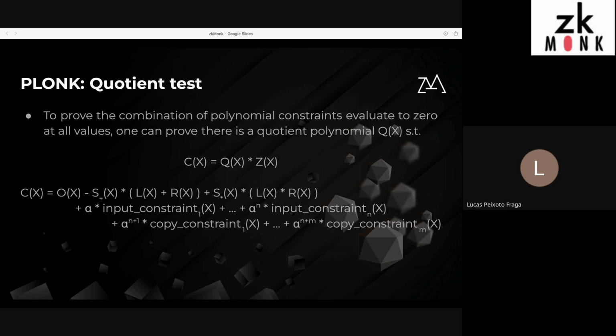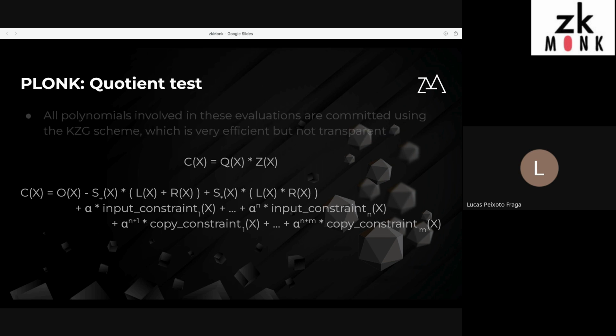We will use a commitment scheme called KZG that is not transparent, okay, but it's very efficient. Because KZG is efficient, PLONK is succinct. Because it's not transparent, PLONK is not transparent. And it's not transparent for the same reasons Groth16 is not transparent, because KZG requires a trusted setup.